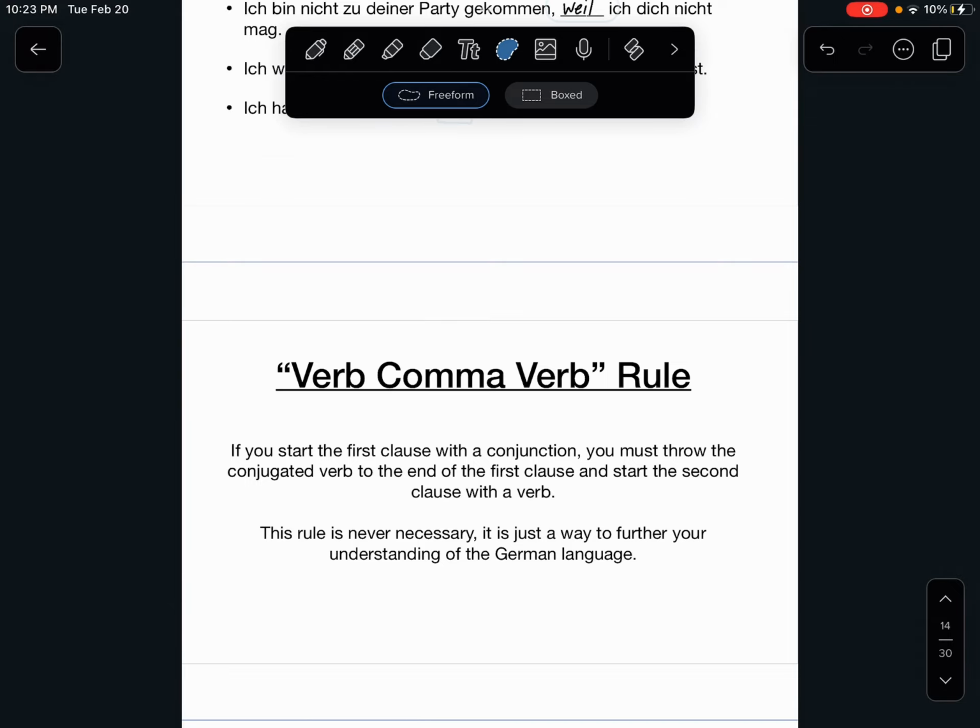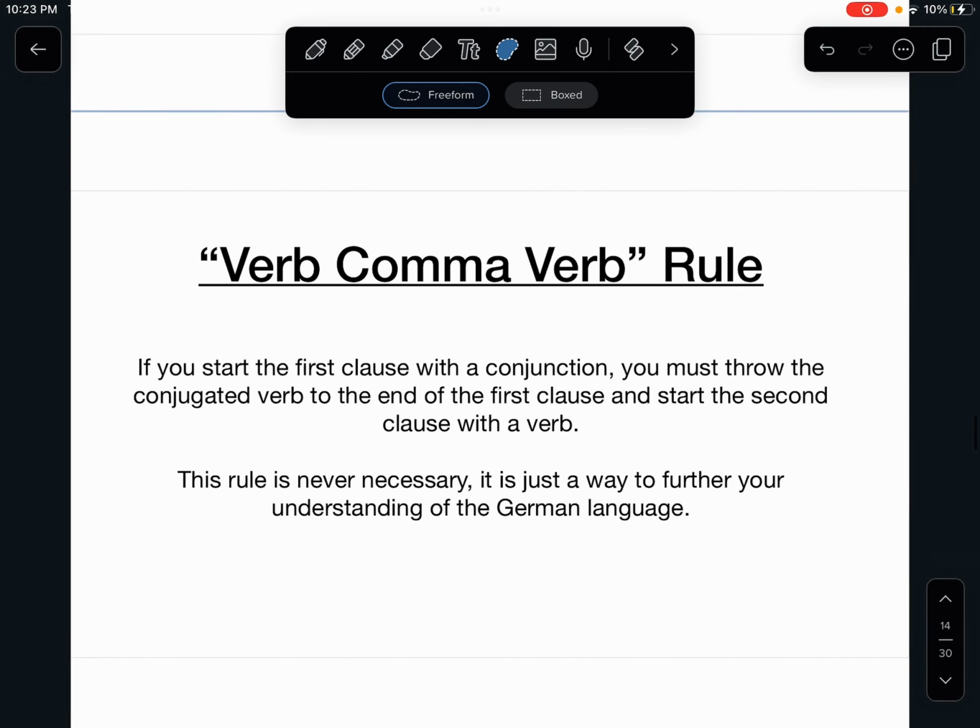The verb comma verb rule. If you start the first clause with a conjunction, you must throw the conjugated verb to the end of the first clause and start the second clause with a verb. This rule is never necessary. It's just a way to further your understanding of the German language.